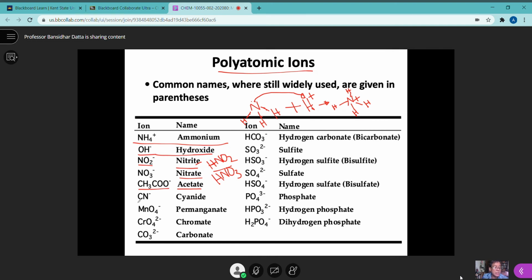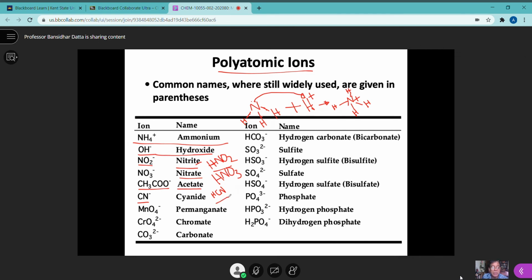Cyanide, CN minus. The cyanide comes from hydrocyanic acid, HCN. HCN is very bad, very, very lethal. Tell me, if someone has a little bit of cyanide in the blood, what will happen? The person will be killed, will be dead, right?